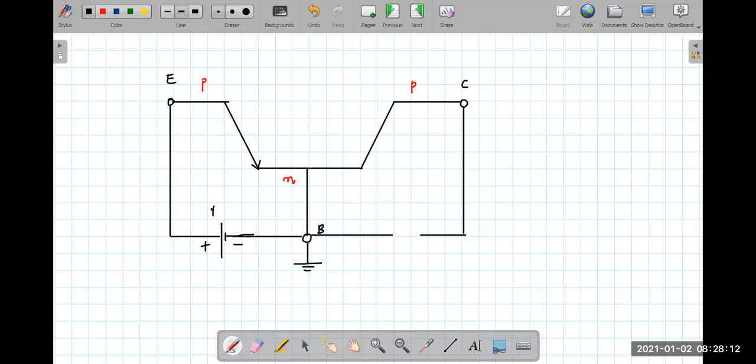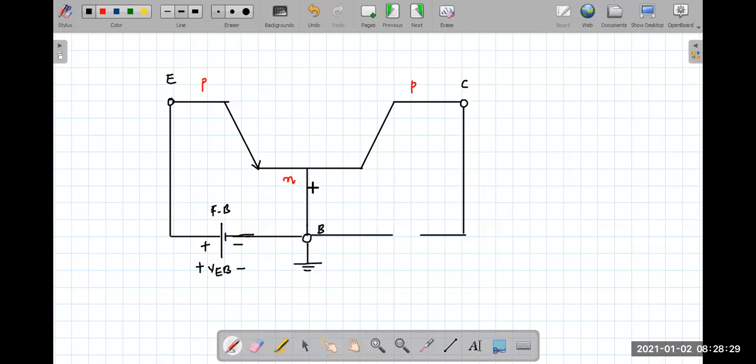And this particular voltage, actually, this should have been called the emitter base voltage, the voltage of the emitter with respect to base. This must be called the voltage of the emitter with respect to base.